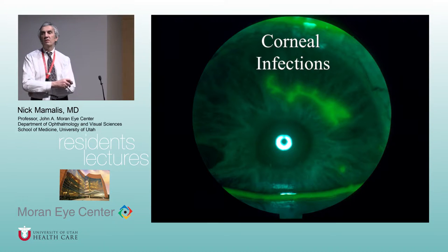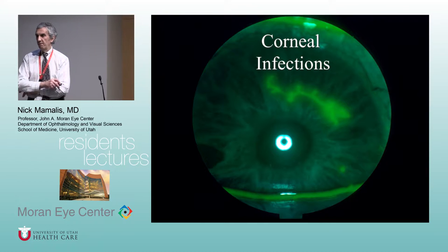All right, so corneal infections. Becca, what is this pattern right here? A dendrite. And what kind of stain have we used to show this? Fluorescein. So what classically gives you a dendrite up there? What kind of herpes? Simplex.